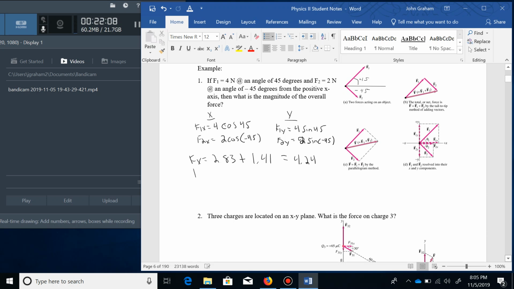And then Fy, we'll do the same thing. 4 sine 45 gives 2.83. And then 2 sine negative 45 is going to be a negative 1.41. And this makes sense. One's going up, one is going down. They should not cancel, but they should subtract. So 2.83 minus 1.41 gives me 1.42.